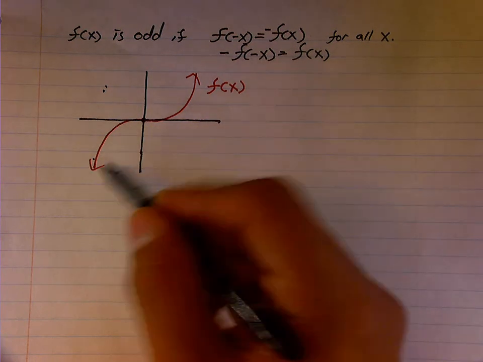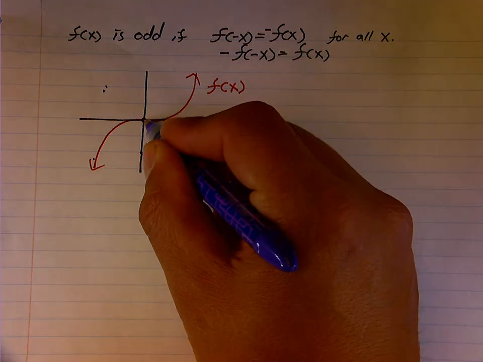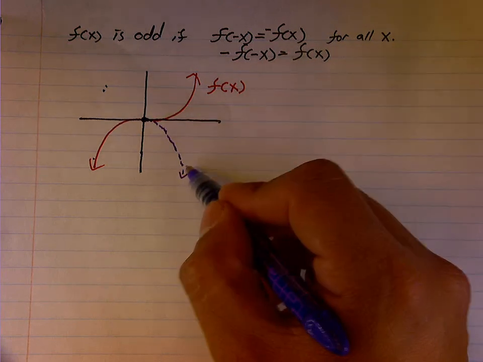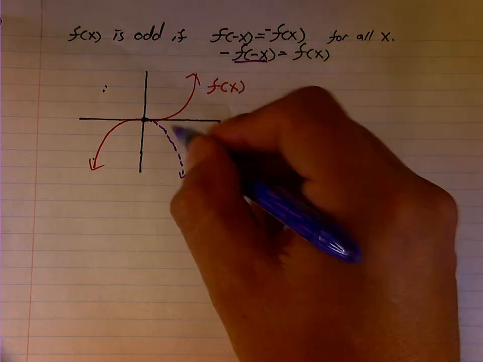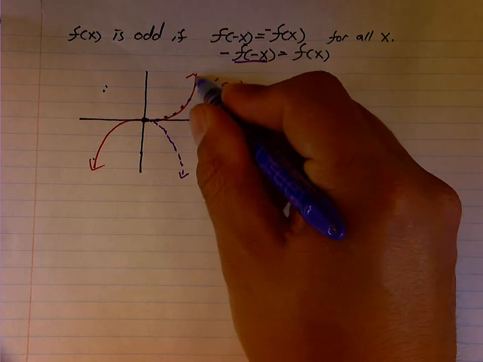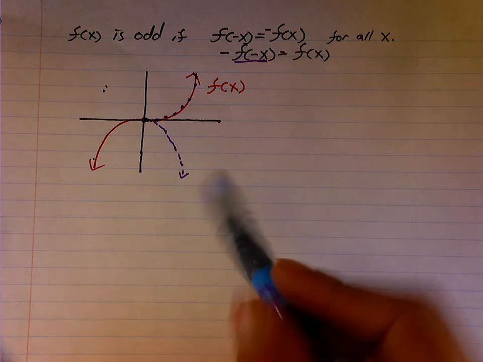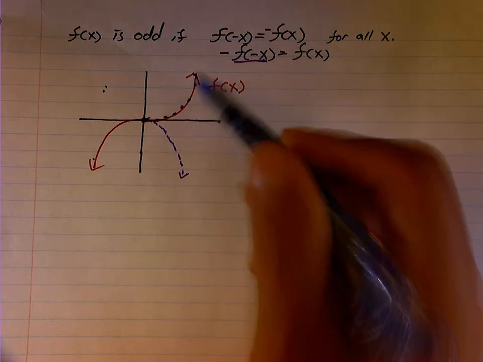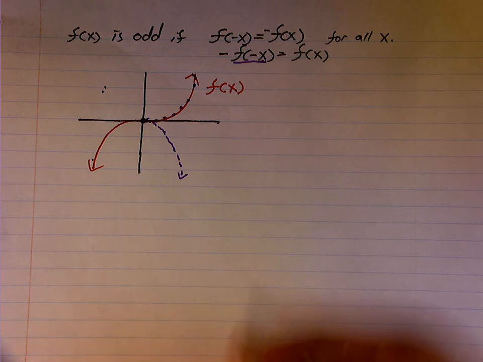So if I was to take this part of the graph here and first reflect it across the y-axis, and then I was to take that reflection right there and reflect it around the x-axis, I would end up reflecting the graph onto itself. Another way of viewing this is a point reflection. This graph is reflected through the origin onto itself. So let's take a look at a couple of graphs.